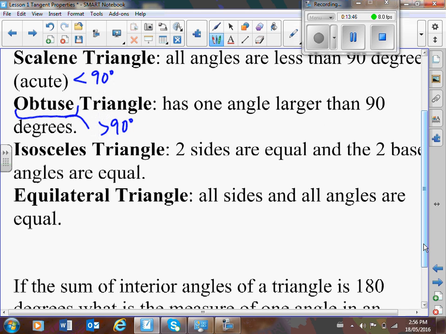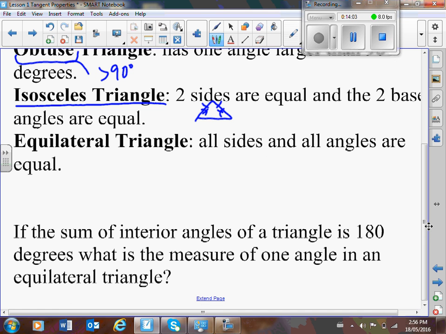Isosceles triangle: two sides are equal and two base angles are equal. This is an important one for us. I want you to remember isosceles triangle. We're going to see quite a few isosceles triangles, in that two sides are the same length. The two base angles are also equal to each other.